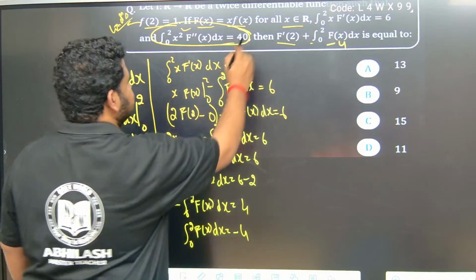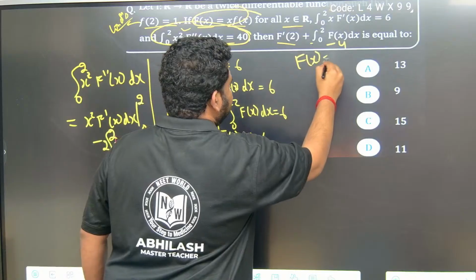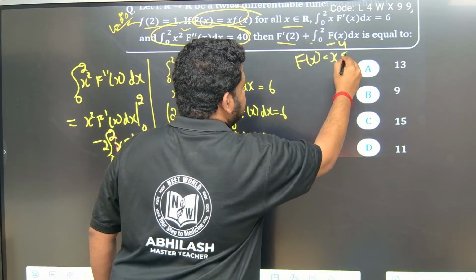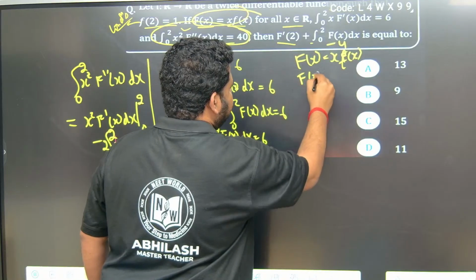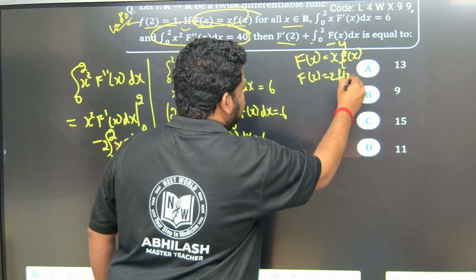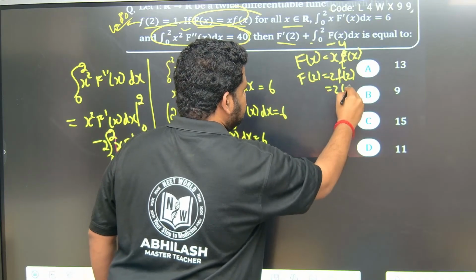Because we are using this: capital F of x is equal to x times small f of x, so F of 2 will be equal to 2 times f of 2. Okay, so that will become what? 2 times f of 2 is nothing but equal to 2 into 1. So that will be equal to 2.